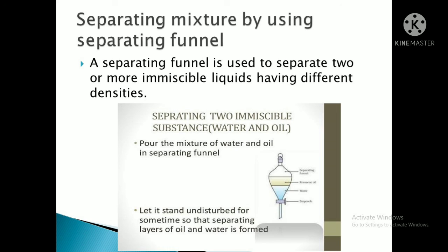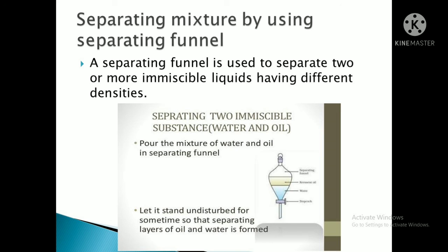We'll pour the mixture of water and oil together. And do you remember water and oil is what type of mixture? We have talked about homogeneous and heterogeneous. So what mixture actually is it? If we can see it separately, this is a heterogeneous mixture. Okay, so this mixture will be kept in the separating funnel.